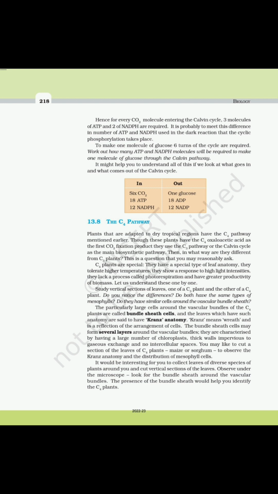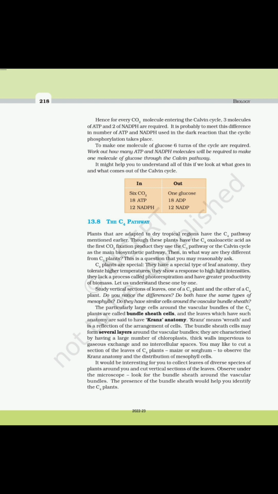Study vertical sections of leaves, one of a C3 plant and the other of a C4 plant. Did you notice the differences? Do both have the same types of mesophylls? Do they have similar cells around the vascular bundle sheath? The particularly large cells around the vascular bundles of the C4 pathway plants are called bundle sheath cells, and the leaves which have such anatomy are said to have Kranz anatomy. Kranz means wreath and is a reflection of the arrangement of cells.